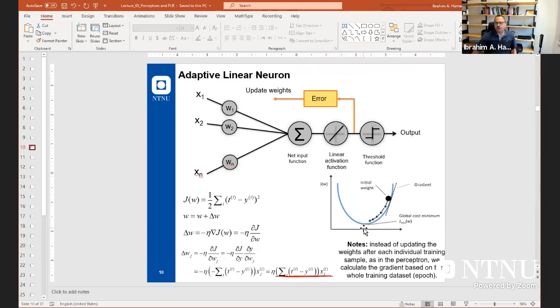And how can we work here? We just initialize the weights with some random values. Maybe those values will place us here, maybe here. If we are lucky, it will place us here. So imagine that we are here. We will calculate the gradient here.